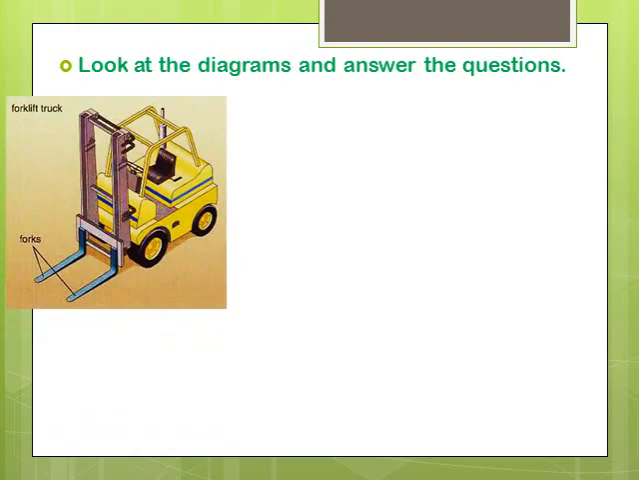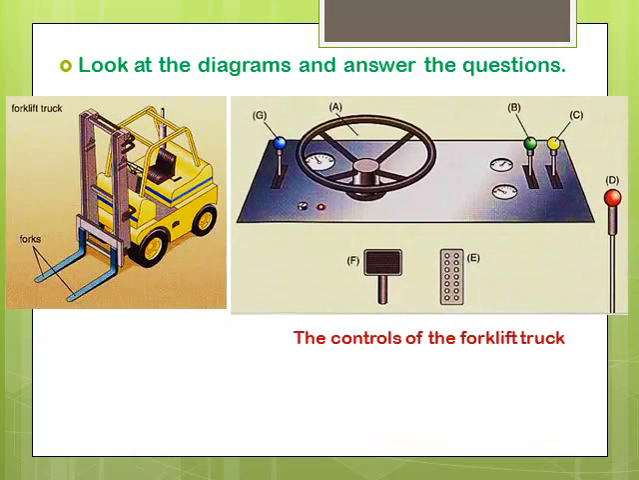So now that you know how the forklift truck moves heavy objects and how we can move it, let's look at diagrams of the forklift truck and answer some questions. So here we have the forklift truck and the two forks. And this diagram is the controls of the forklift truck. It's the parts that I can control the truck with.